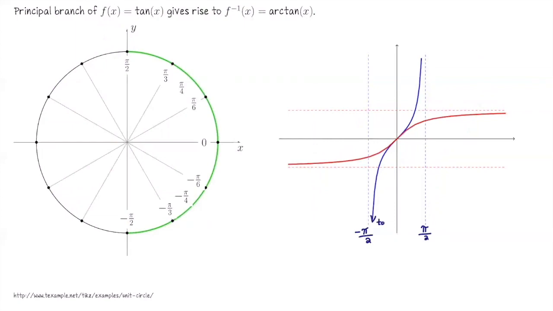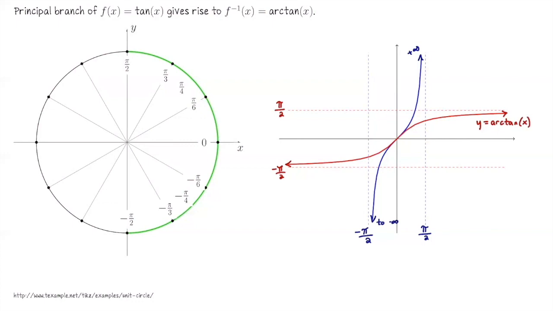Notice its domain is actually all real numbers, but again, we have these horizontal asymptotes. So at the top, arctan is approaching pi over 2. And on the bottom, as we let x go to negative infinity, the graph of arctan of x approaches negative pi over 2. So this is arctan of x.